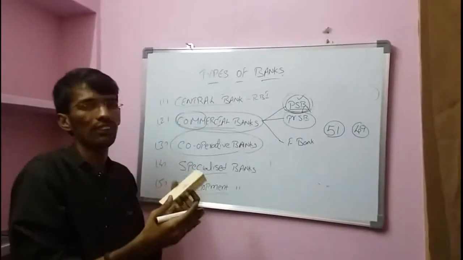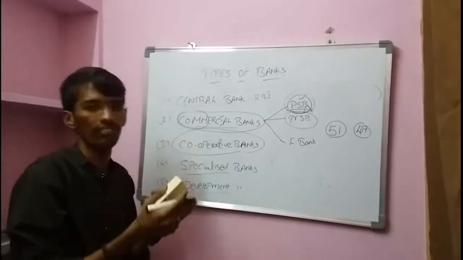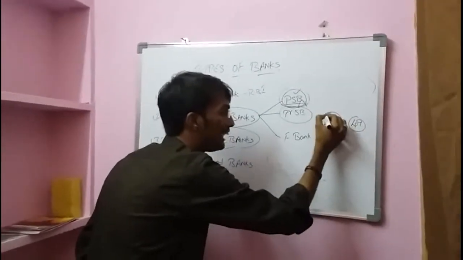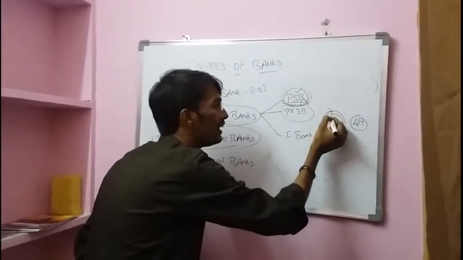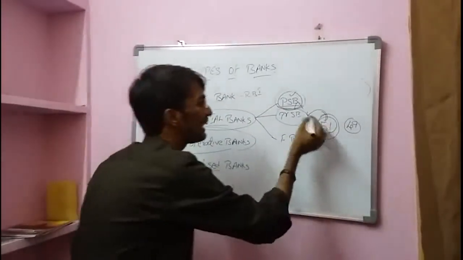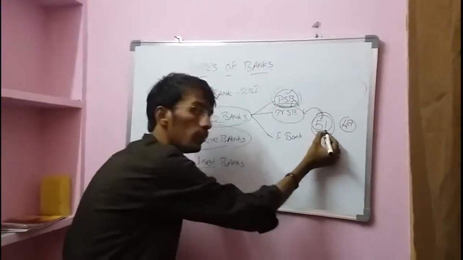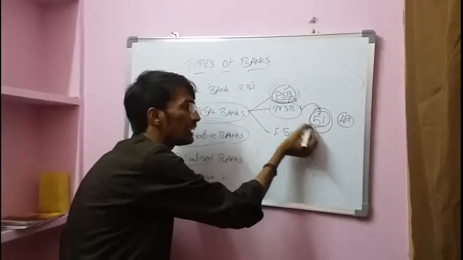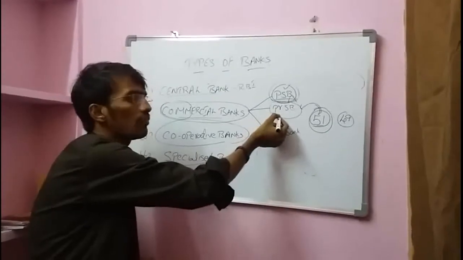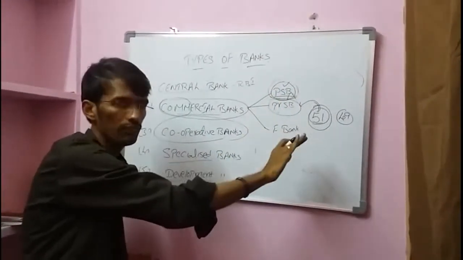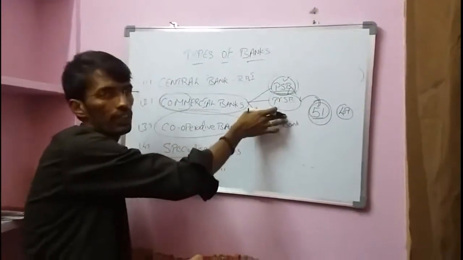It may be 51 or more than 51. If this major share belongs to the private sector, such banks can be called private sector banks. Remember, if it belongs to the Government of India, it becomes a public sector bank. If it belongs to the private sector, then it is a private sector bank. It may be an individual or a company, whatever it may be. Such banks can be called private sector banks.